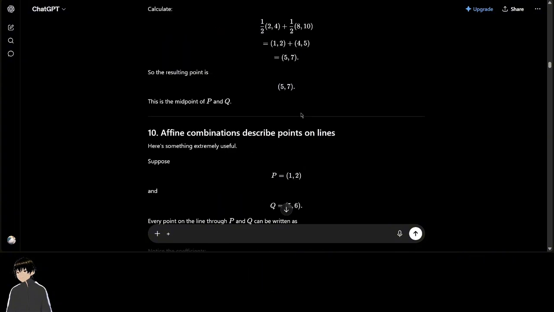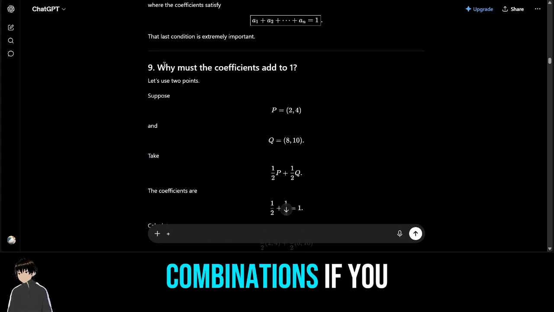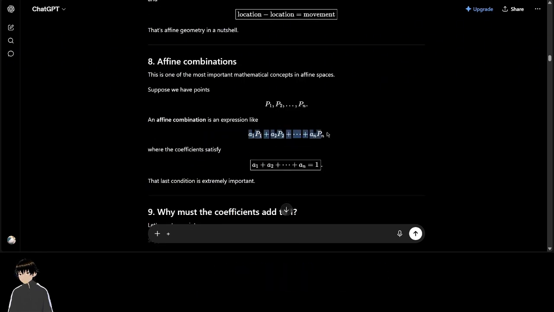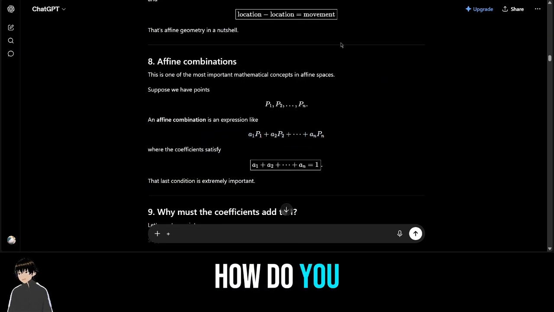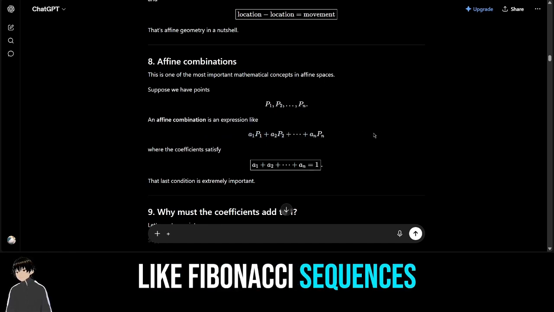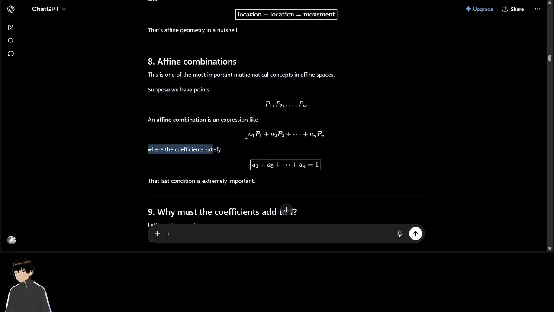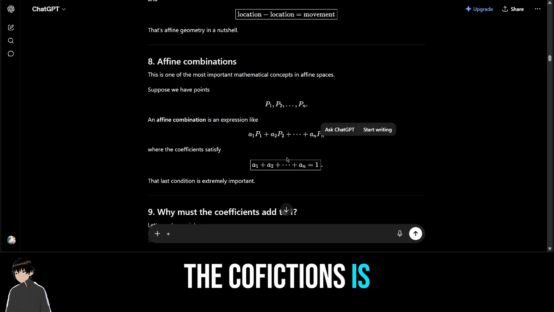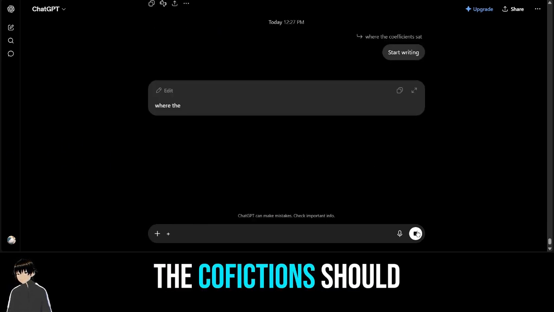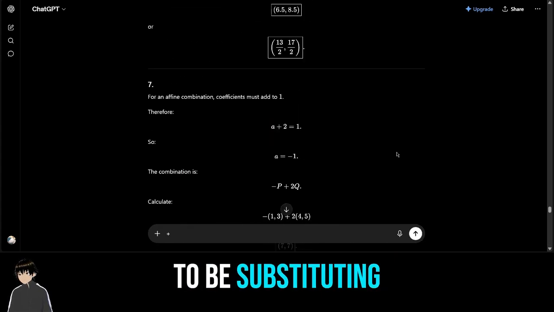Okay, so that's affine combinations. If you think about it, affine combinations are sort of like Fibonacci sequences, except that the coefficients should equal 1, and there doesn't need to be substituting. Okay.